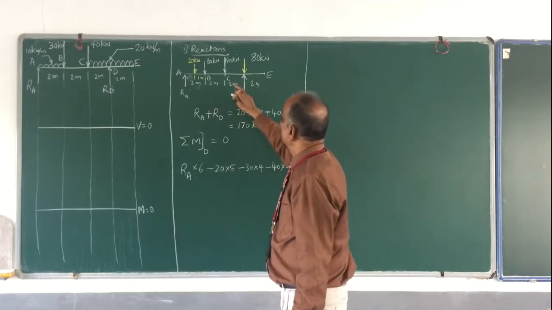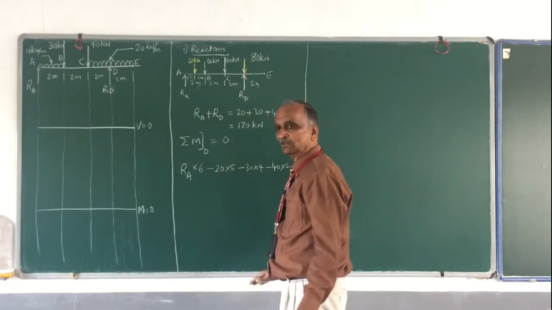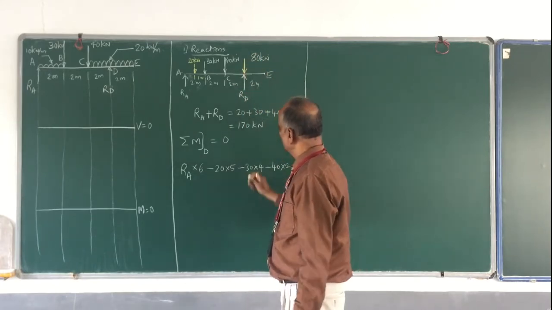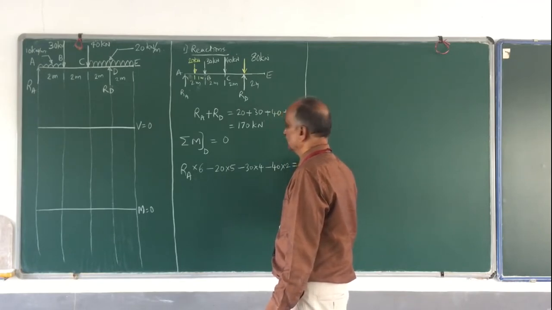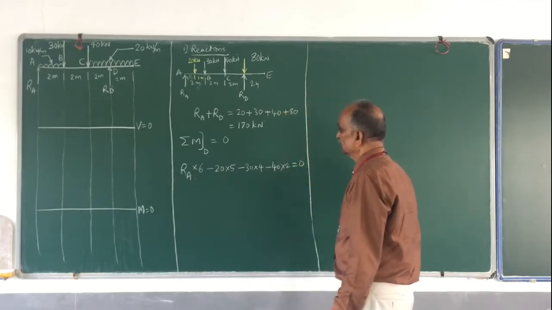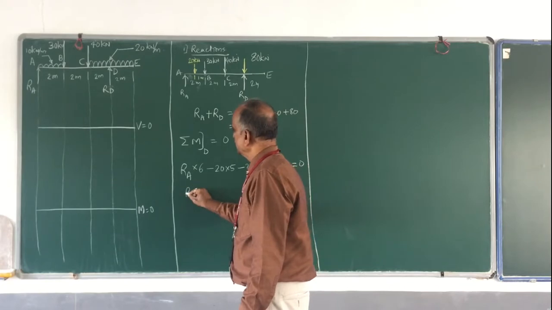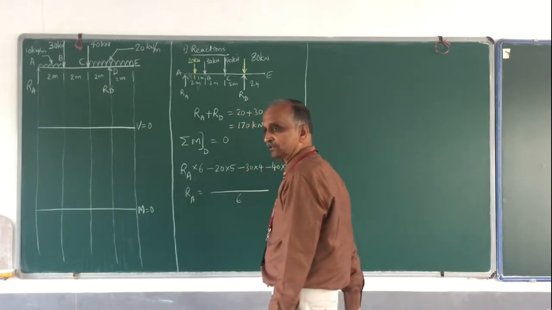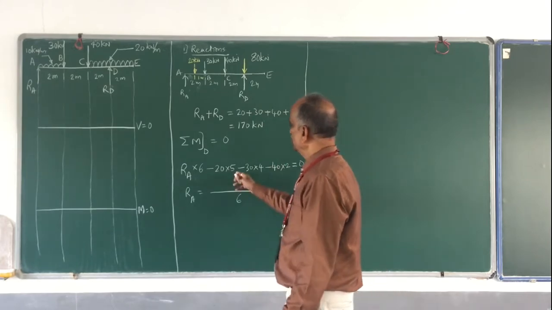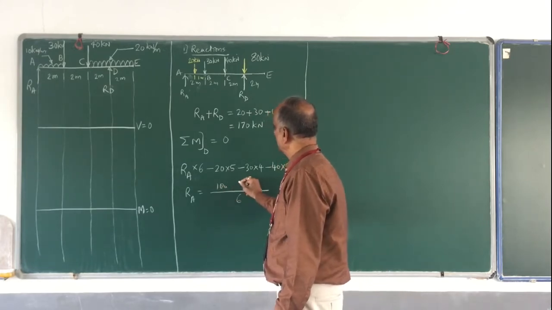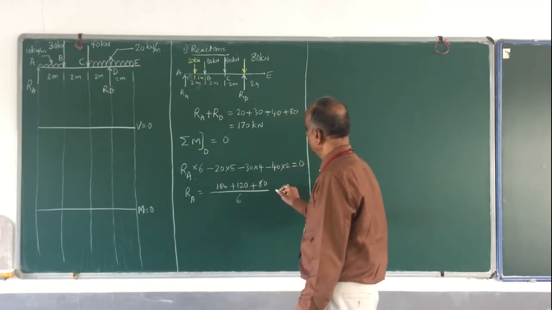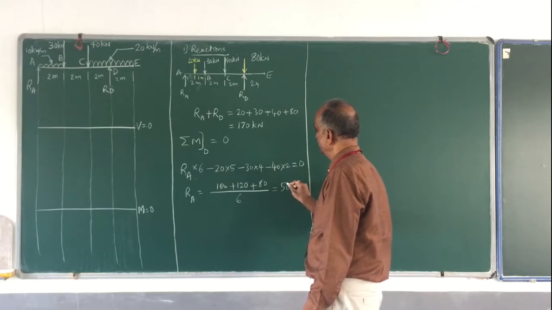Okay, proceed further. RD and this 80 kilonewton, they will not produce any moment. Then the whole thing is equal to 0. So therefore, RA is equal to something divided by 6. So what is that? 20 into 5, 100. 30 into 4, 120, 40 into 2, 80, 200, 300 divided by 6, this is 50 kilonewton.